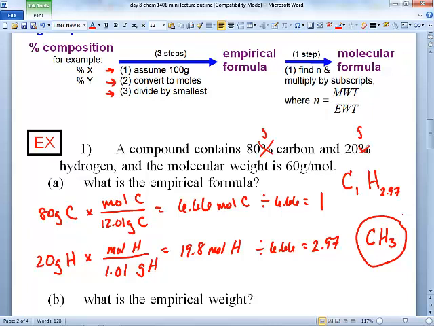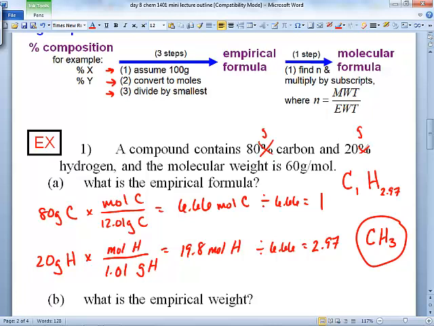But in experiments, things never come out perfect. That's why you never get whole numbers. You should, but there's always experimental error. So the simplest ratio is CH3. That is the what formula? The empirical formula. So we'd be done, but there's a part B. Oh, fine. Part B says, what is the empirical weight?